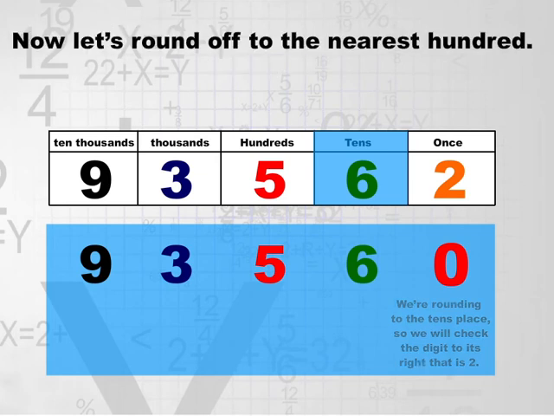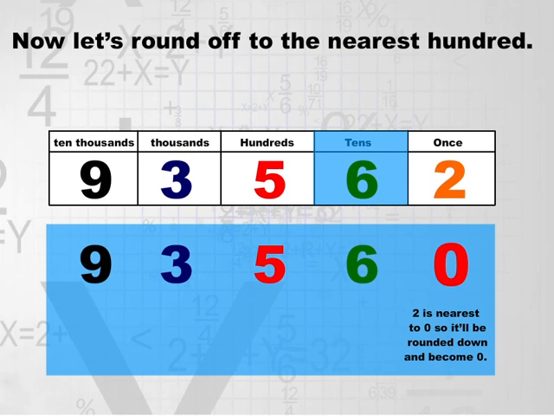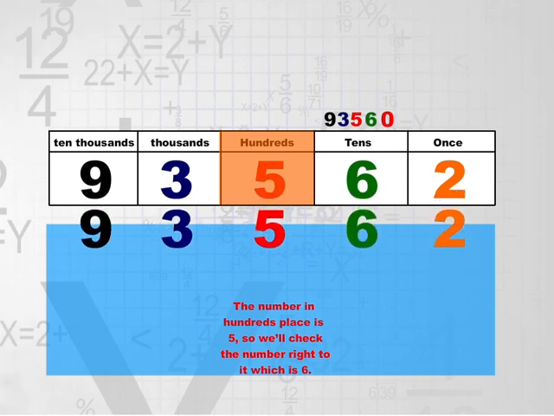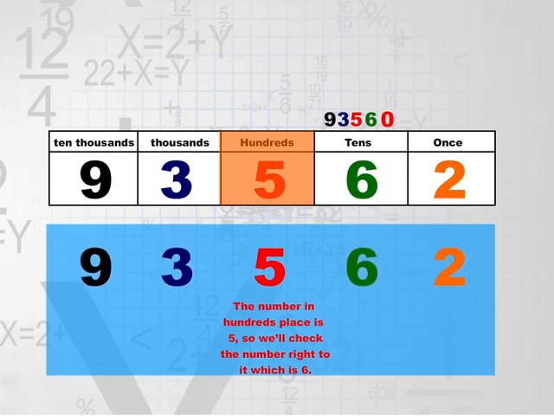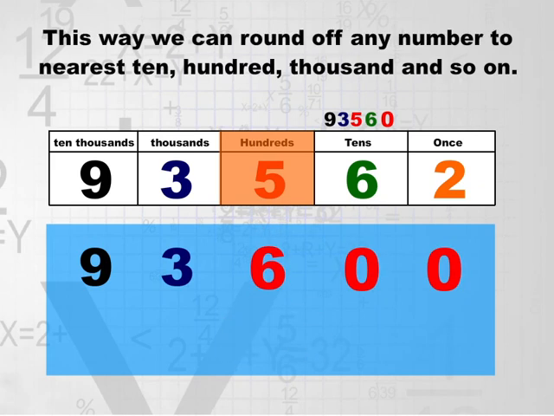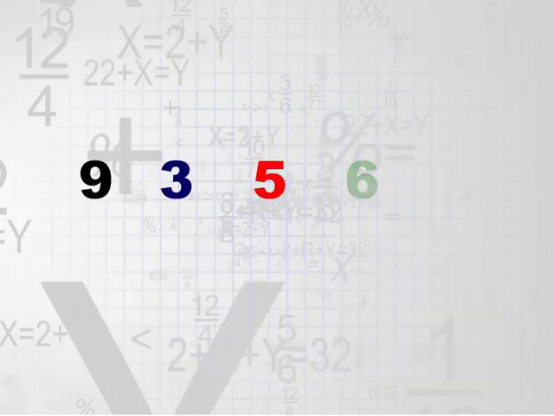Now let's round off to the nearest 100. The number in the hundreds place is 5. So we will check the number right to it, which is 6. It is more than 5, so it will be rounded up and the 5 becomes 6. All the remaining digits to the right become 0. This way we can round off any number to the nearest 10, 100, 1000 and so on.